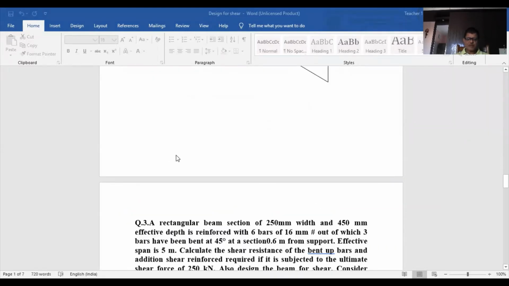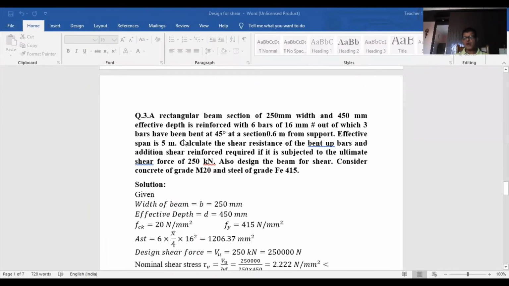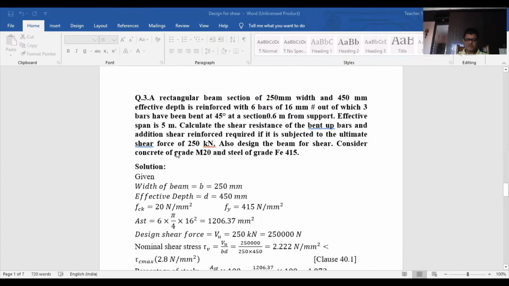Now the third problem we'll discuss is on bent top bars. One case we discussed is the same spacing throughout. In the second case, in some region from the support you provide the required spacing, then the minimum spacing criteria, because in some portion tau b is greater than tau c, and in some portion tau b is less than tau c. But in no case shall this spacing be more than 300 millimeter for the vertical bars, vertical stirrups.